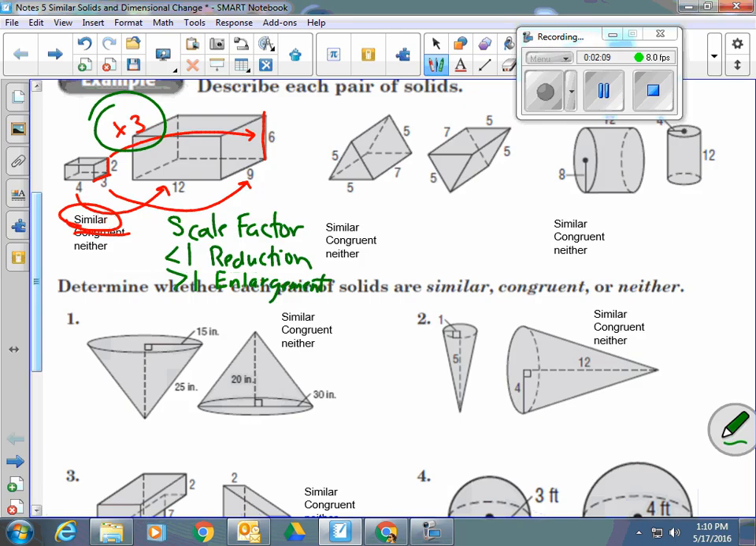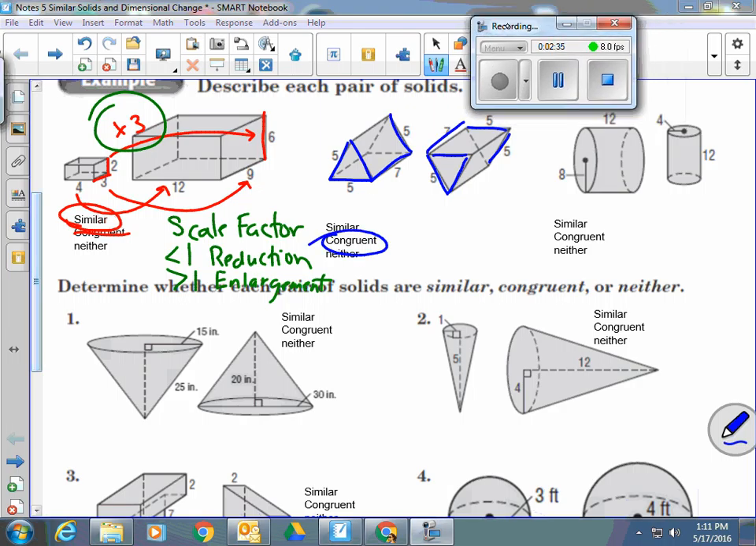Okay, next one. Similar, congruent, or neither? Are they the same shape? Yes. Are they the same size? Yes. This triangle's 5, 5, and 5, right? This is 5, 5, and 5, correct? And then the height is 7 and 7, so this is absolutely congruent.